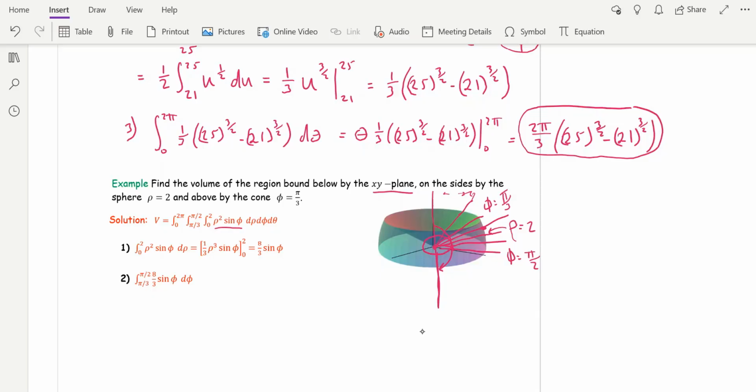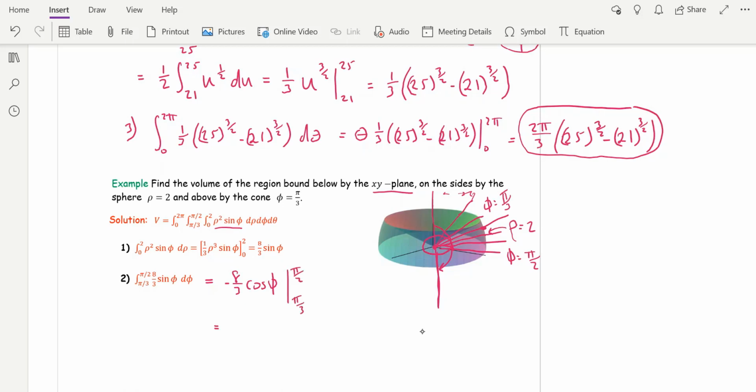All right, again, I've done the first integral for us because it's very simple. I'm integrating rho squared sine phi with respect to rho. So the integral of rho squared is 1/3 rho cubed. And I put in my limits and I get 8/3 sine phi. My next integral is also pretty easy. I'm just going to integrate sine phi with respect to phi times 8/3. So this is 8/3 cos phi, and it's negative. And then I've got pi over 2 and pi over 3.